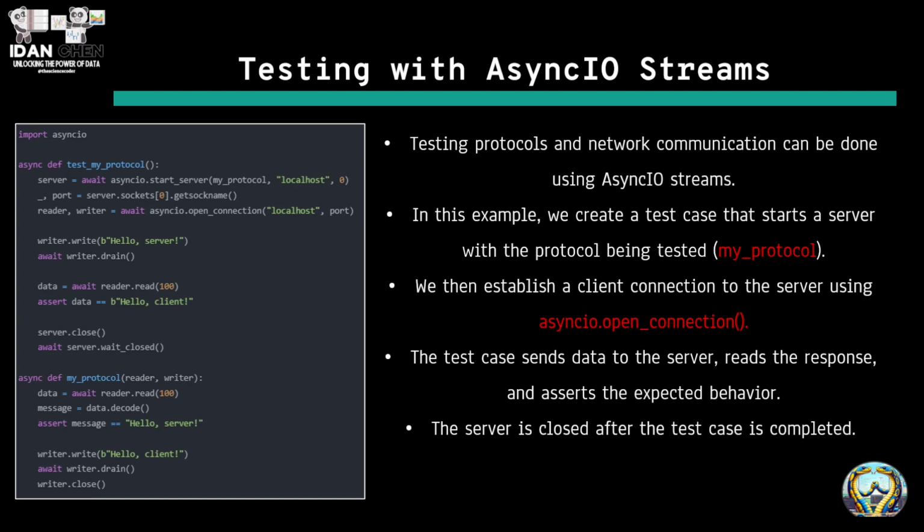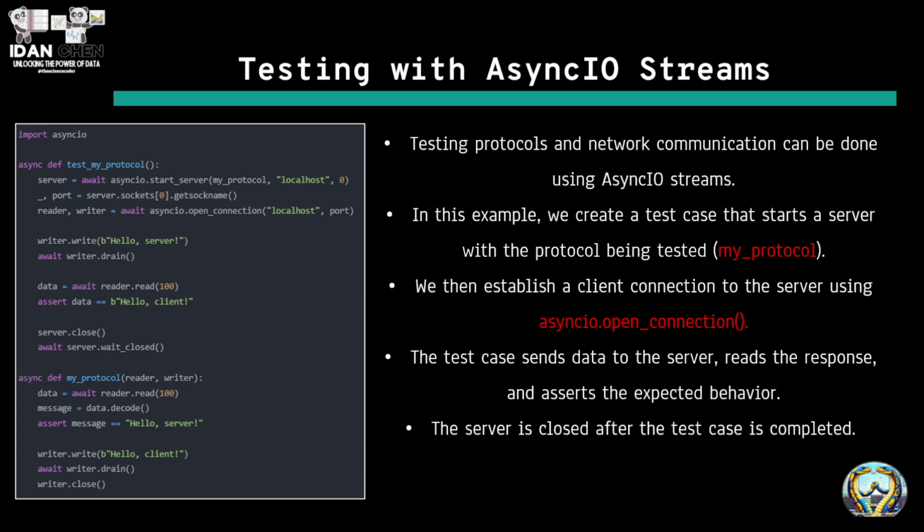In this example, we create a test case that starts a server with the protocol being tested, the myProtocol function. We then establish a client connection to the server using open connection. The test case sends data to the server, reads the response, and asserts the expected behavior. The server is closed after the test case is completed.